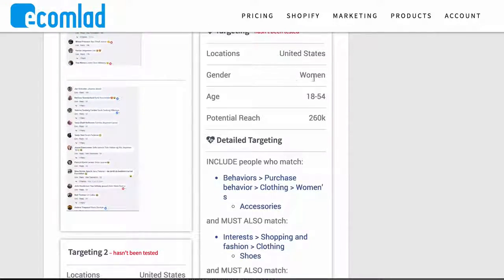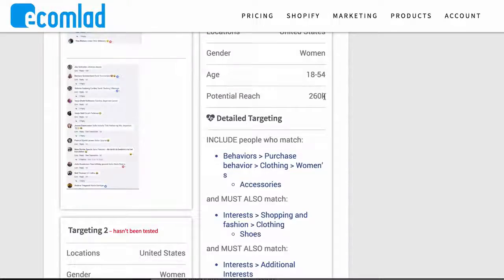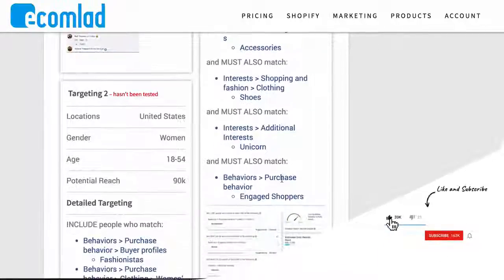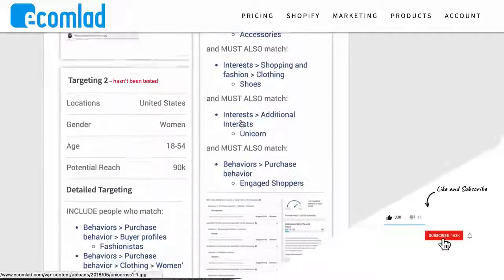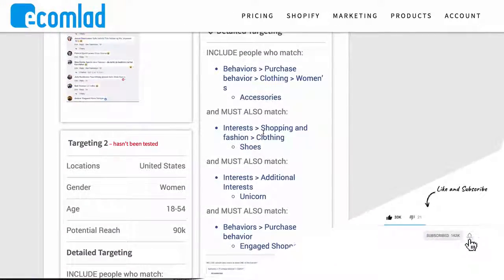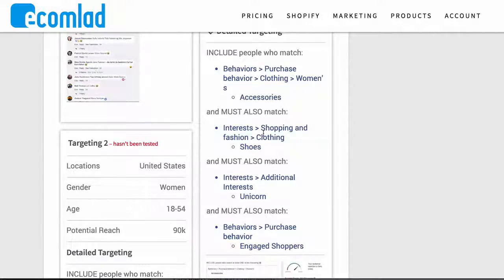But you can see here, United States, woman, 18 to 54, 260,000 different behaviors, different interests. And this is called laser targeting, by the way, guys, if you don't know what that is. So basically, you are saying, I want this targeted person to have purchased a clothing or accessory, but also must have an interest in fashion, clothing, shoes, and must have an interest in unicorns, and must have a behavior as an engaged shopper. So laser targeting is something that I really use a lot in my targeting, just because it gives you more detail and opportunity to get to that person you want to sell to.